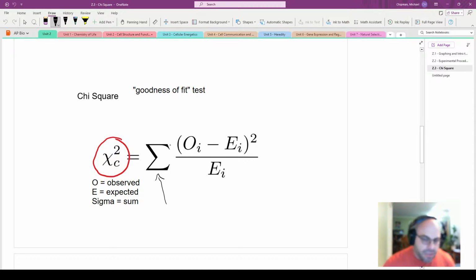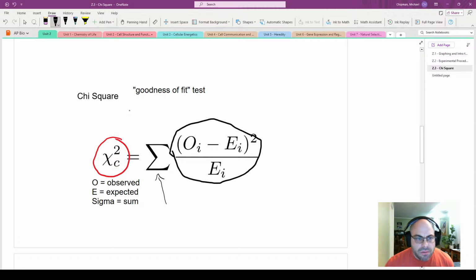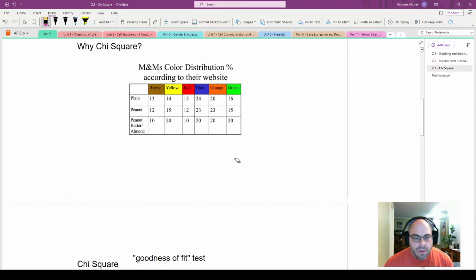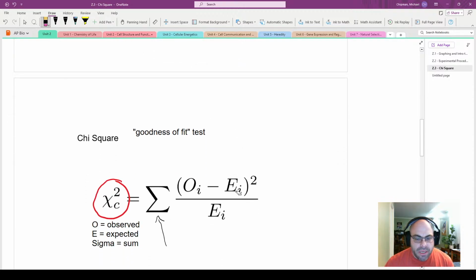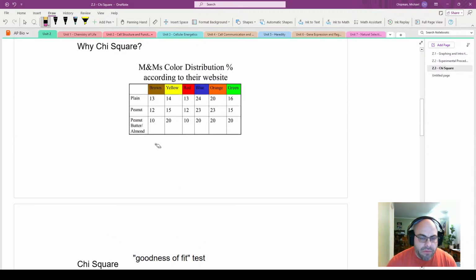And here's sigma. Sigma means sum, so what are you summing? You're going to do this center thing a bunch of times. Can I draw here? I think I can. How can I erase? Eraser. Okay. So you're going to do this a bunch. These are my expected values, or E. Let's say that my observed values are, I don't know. I'm not going to do the whole problem here.